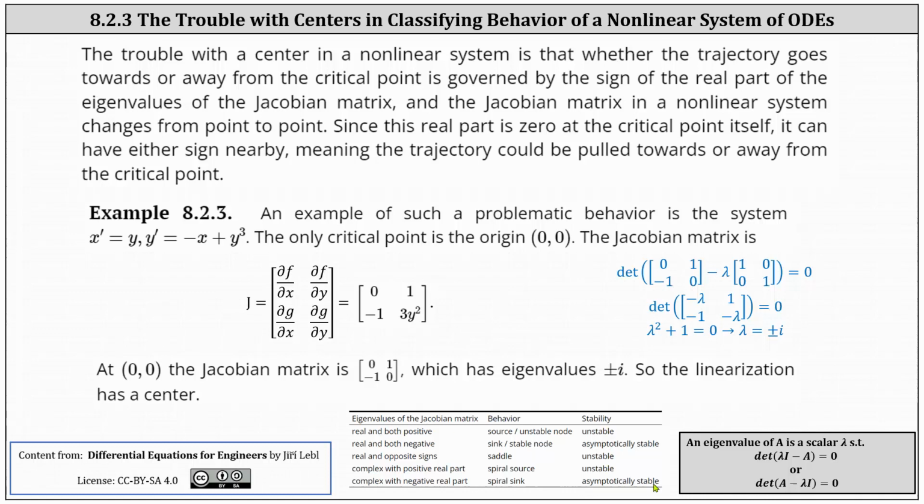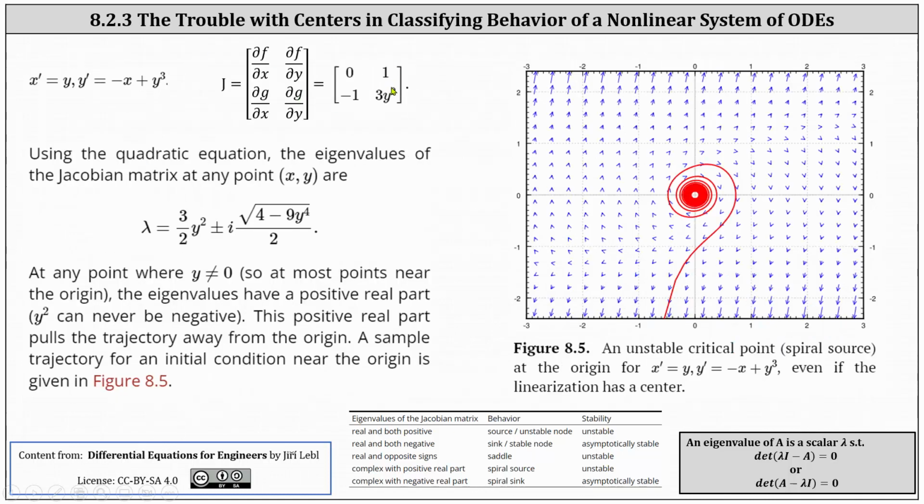asymptotically stable. If we consider the Jacobian matrix, and then use the quadratic formula to determine the eigenvalues at any point (x, y), we get lambda equals 3/2 y squared plus or minus i times the square root of the quantity 4 minus 9y to the fourth, divided by 2. At any point where y doesn't equal 0, meaning most of the points near the origin, notice the eigenvalues have a positive real part, since y squared will never be negative.